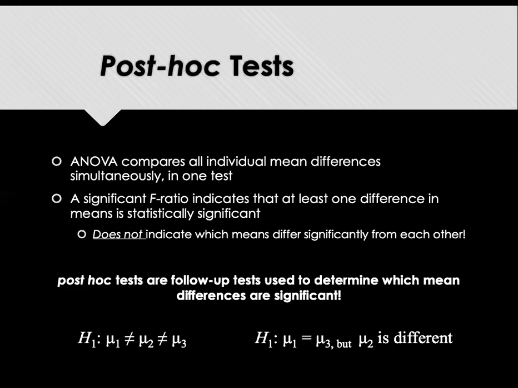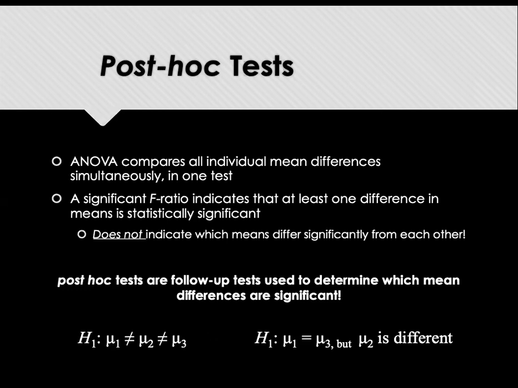Post hoc tests are follow-up tests that are used to determine which mean differences are significant. So just to review, ANOVA compares all the individual mean differences simultaneously in one test, and a significant F ratio indicates that at least one difference in means is statistically significant. So all we know is that at least one of them is different from at least one other. That's all we know. They could all be different, or maybe just one of them is different, but we don't know which. And so again, we're going to need to do a post hoc test to figure out which ones are different.